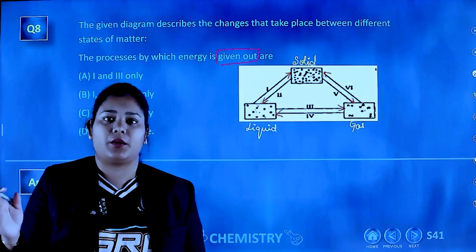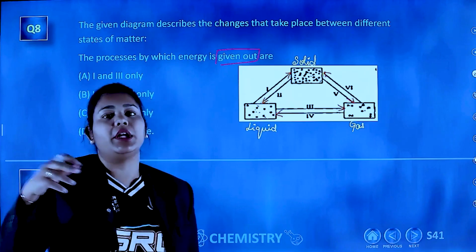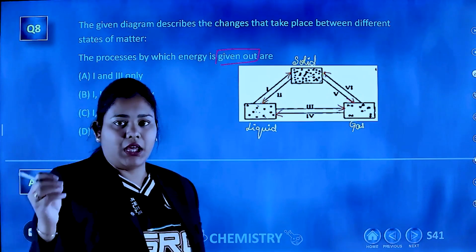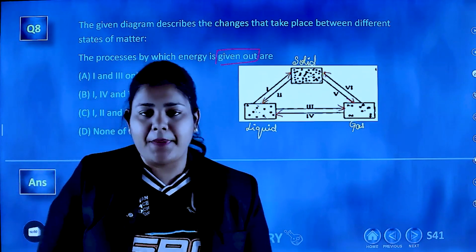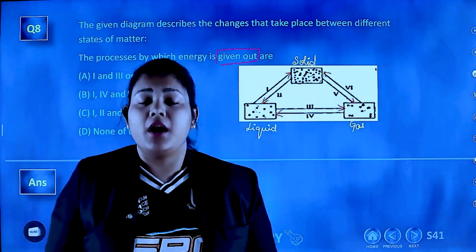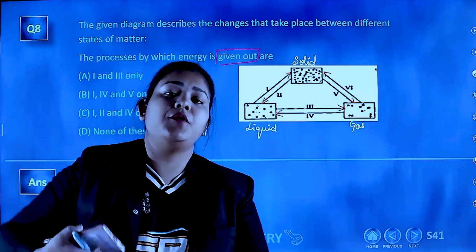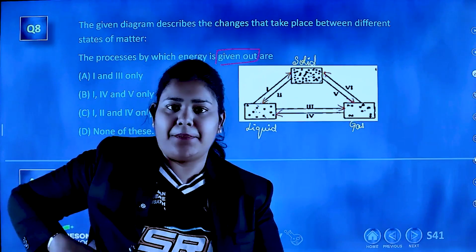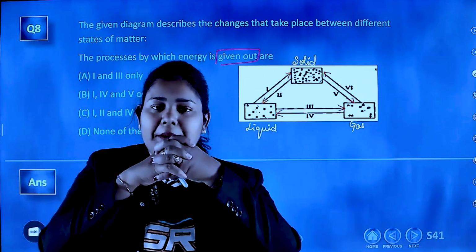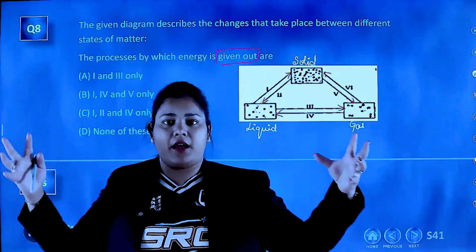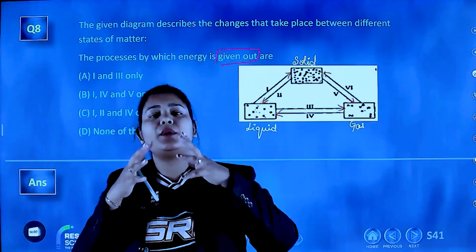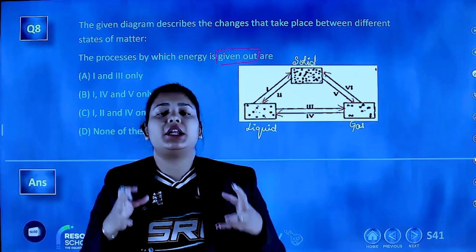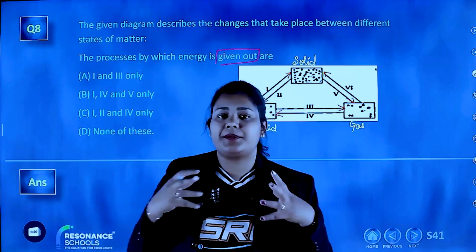Solid to liquid. When solid is converting to liquid, please listen to me very carefully. Solid means tightly packed. Liquid means a little bit far. I told you, if you want to increase the space between the particles... Solid means tightly packed, liquid means a little bit far. So basically you want to increase the distance between the particles.